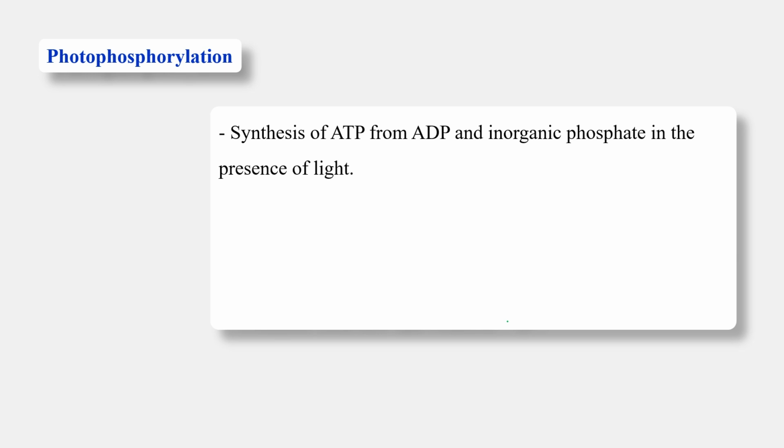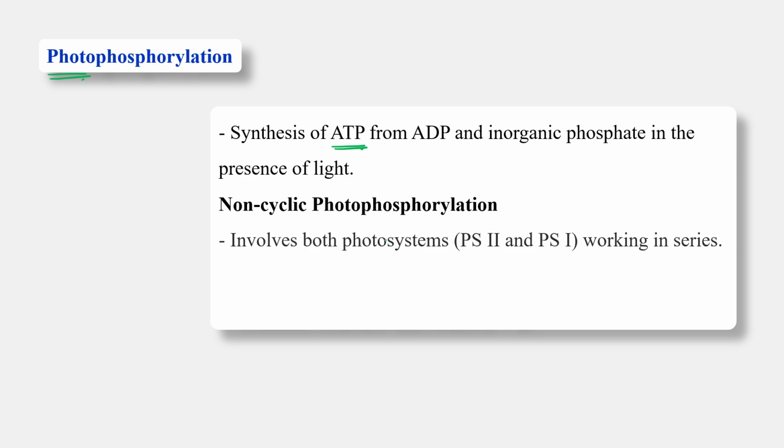Now, photophosphorylation. What is the meaning of photophosphorylation? Phosphorylation means synthesis of ATP. Photo means light. So, synthesis of ATP in the presence of light. Synthesis of ATP from ADP and inorganic phosphate in the presence of light is known as photophosphorylation. Clear? It is of two types, non-cyclic photophosphorylation and cyclic photophosphorylation.